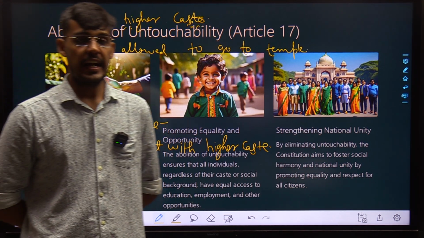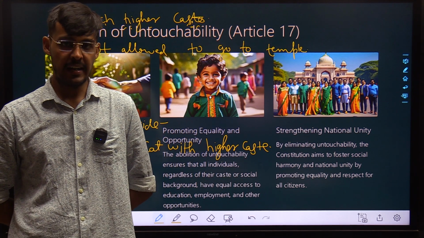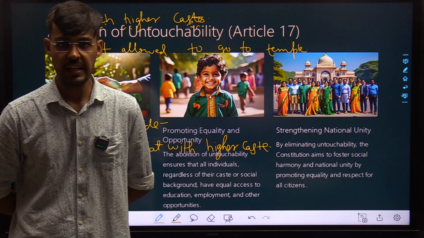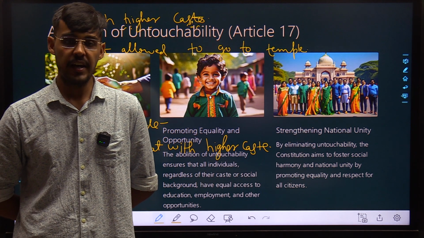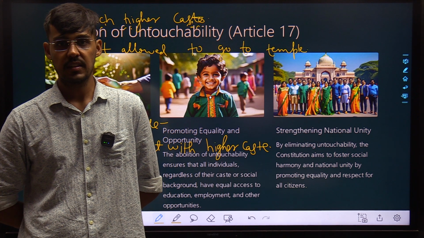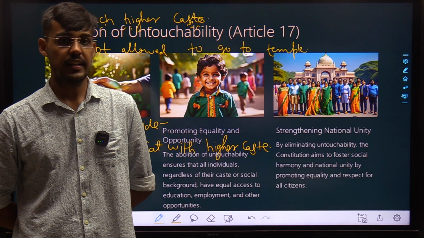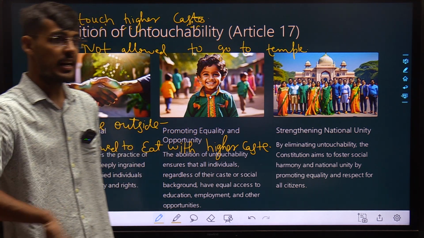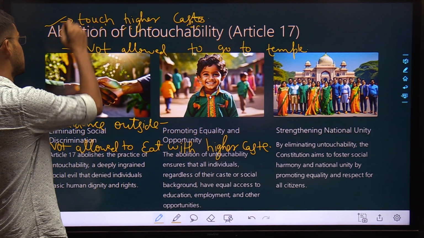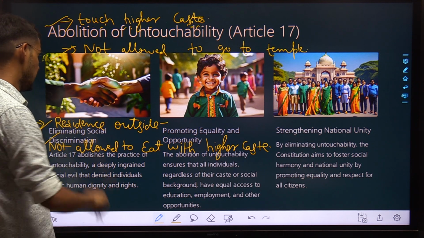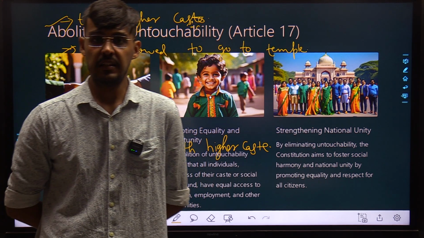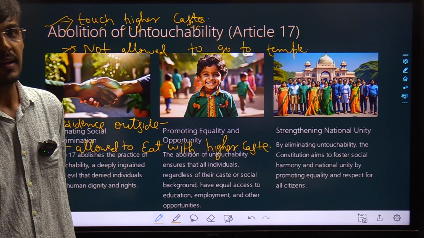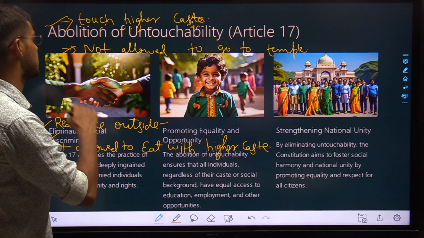But in 1947 we became independent, and in 1950 we adopted a democratic polity and a democratic constitution where the rights of each individual were secured and protected. So these societies, these segments of people which were discriminated against historically, demanded certain protection. These were the people to whom we have given the concept of reservation. The reservation has been given to them to uplift them. There is also an abolition of untouchability.